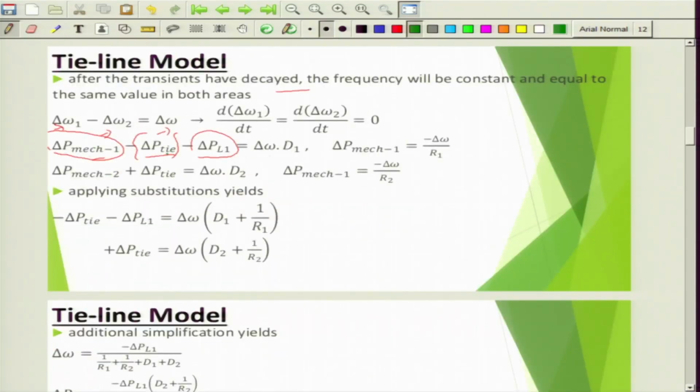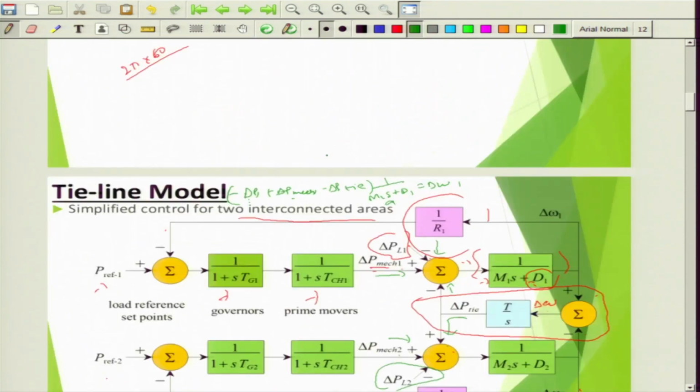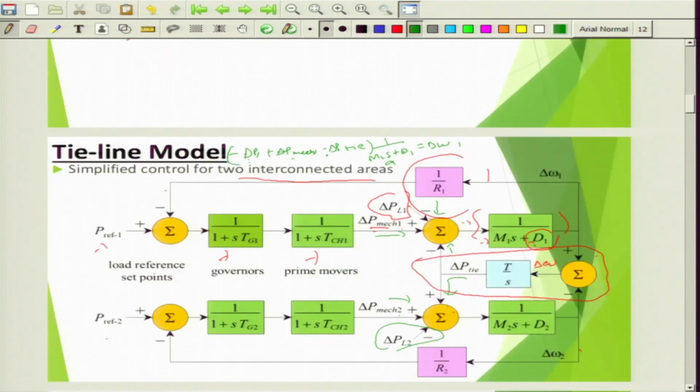delta P mechanical 1 minus delta PTI minus delta P1 is equal to delta omega into D1, and delta P mechanical 2 plus delta PTI is equal to delta omega into D2, and delta P mechanical 1 can be also further reduced. You see here, what is delta P mechanical 1? If you try to analyze this, what is delta P mechanical 1?